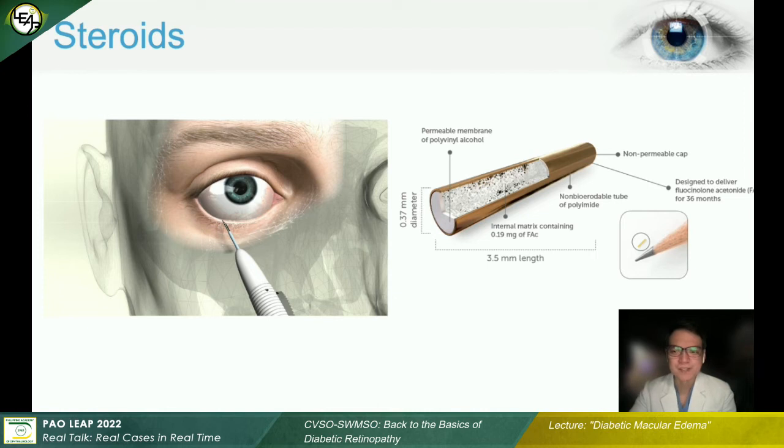Although enthusiasm at first was high, Protocol B of the DRCR network showed that focal laser led to superior visual outcomes compared to triamcinolone. Since then, steroid therapy has taken a secondary role to that of anti-VEGF. Side effects are also commonplace, such as cataract in phakic eyes and elevation of IOP.